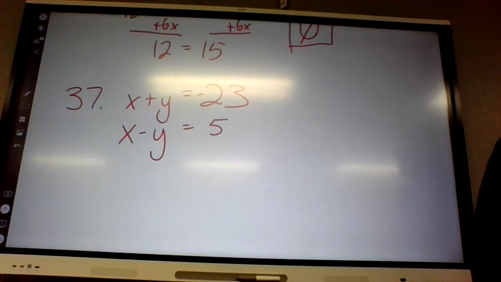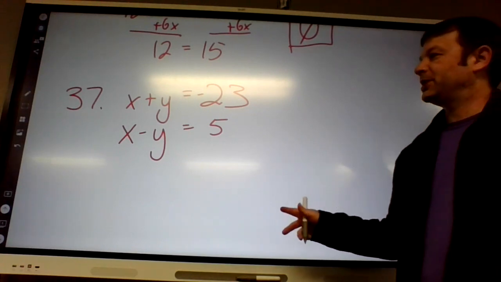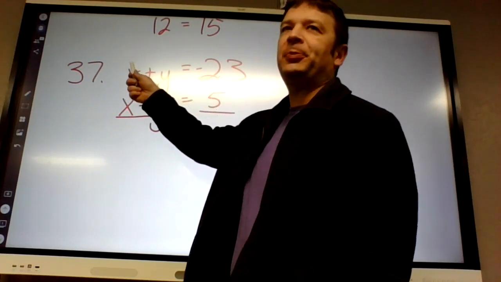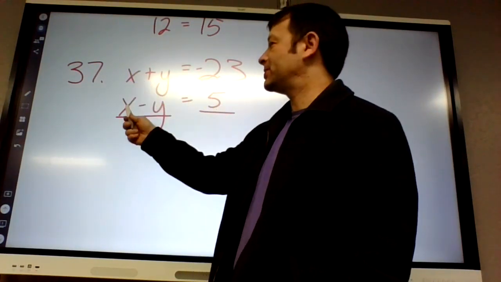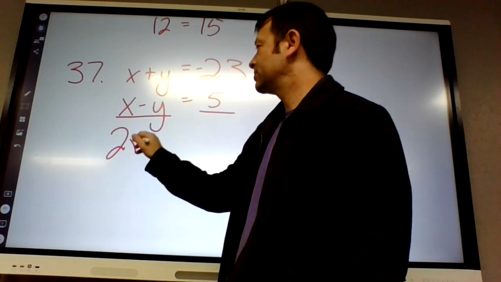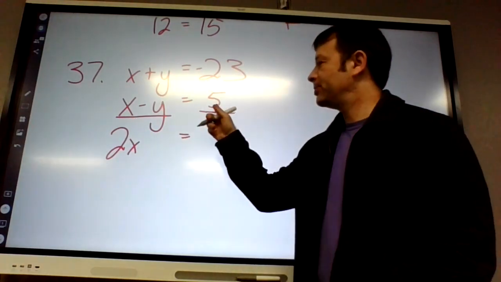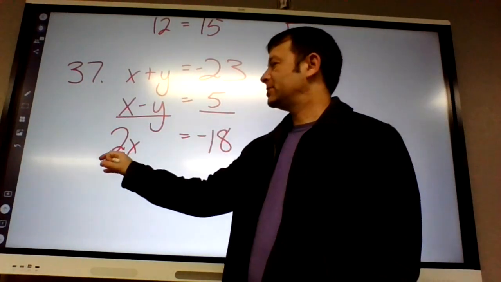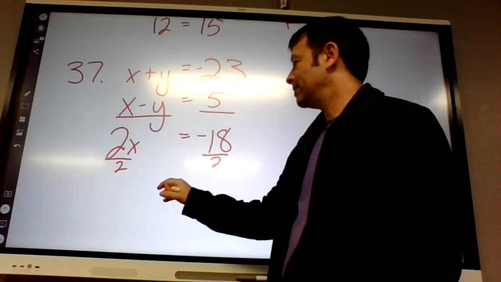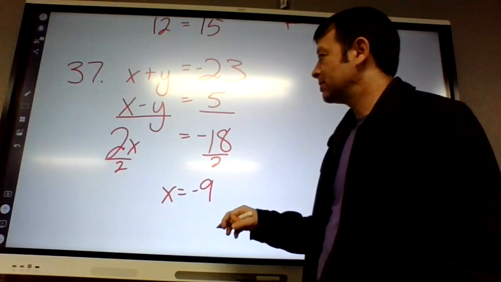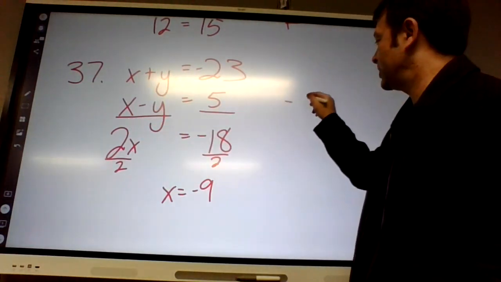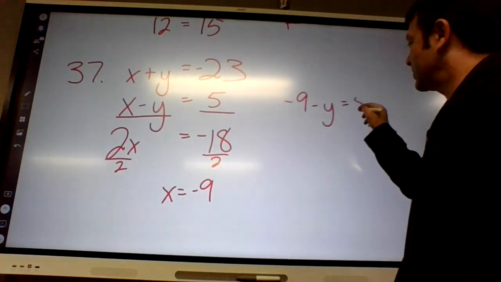What's the easiest way to solve this? Elimination. Add the two lines together, right? Because what's going to happen to the y's? Go bye-bye. A lot of times people forget to add over here. X plus x is not x, it's 2x. Negative 23 plus 5 is negative 18. So x is negative 9. I'm going to put that right there. So negative 9 minus y equals 5.